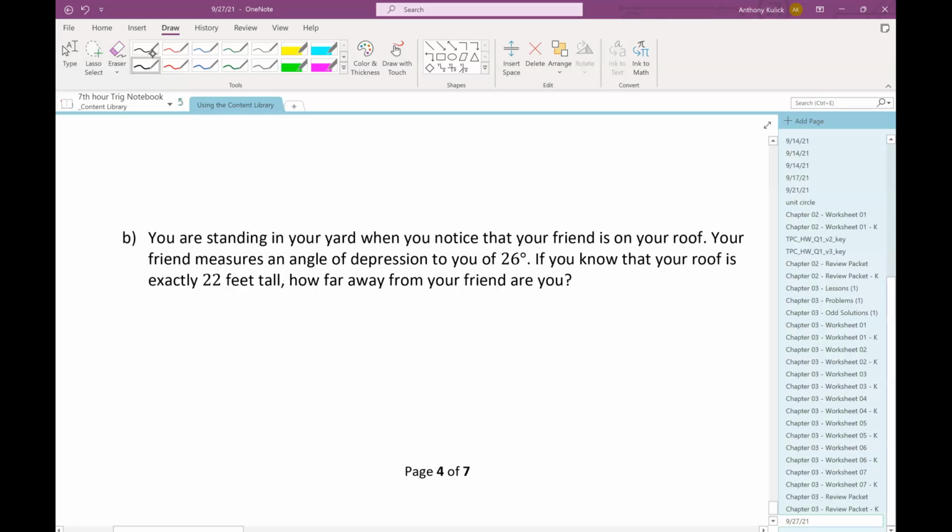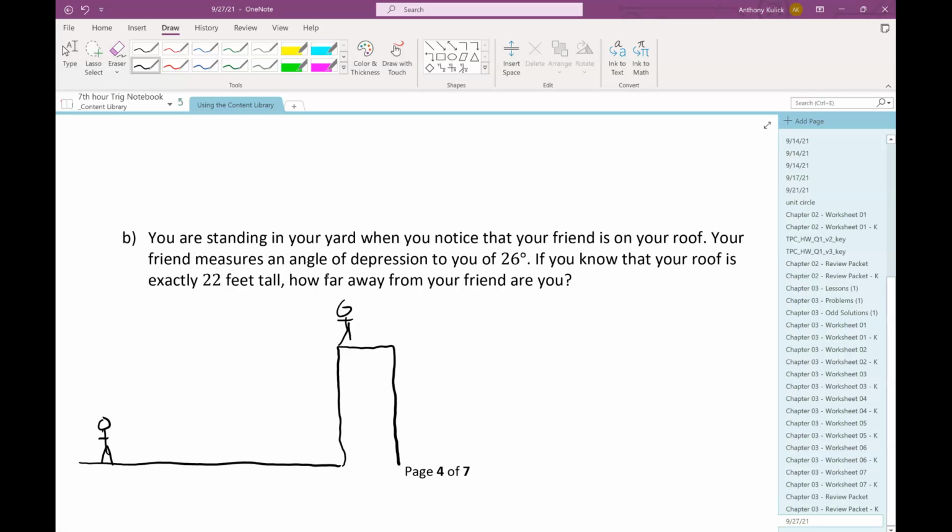So it says you're standing in your yard when you notice your friend is on your roof. Your friend measures an angle of depression to you of 26 degrees. You know that your roof is exactly 22 feet tall. How far away from your friend are you? I remember this question. The answer key finds the wrong value on this. So I'm just going to draw a little picture. There's me and there's my friend. Cool. So far, so good.